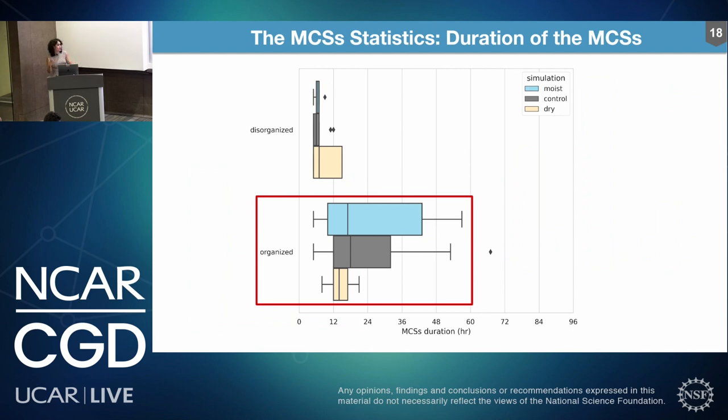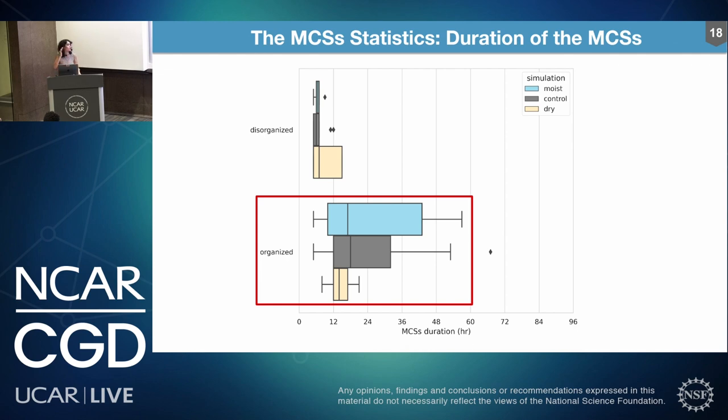But we wanted to look at other variables, such as how long these MCSs last. This is a box plot, and I'm going to focus on the median, which shows the average duration of these MCSs, and also the whiskers, the lines over the moist and the control environment, which show the extremes of these values. It is very notable that for the organized MCSs, in the dry, the MCSs that formed lasted less. And in control and moist, they lasted roughly the same, comparing the median.